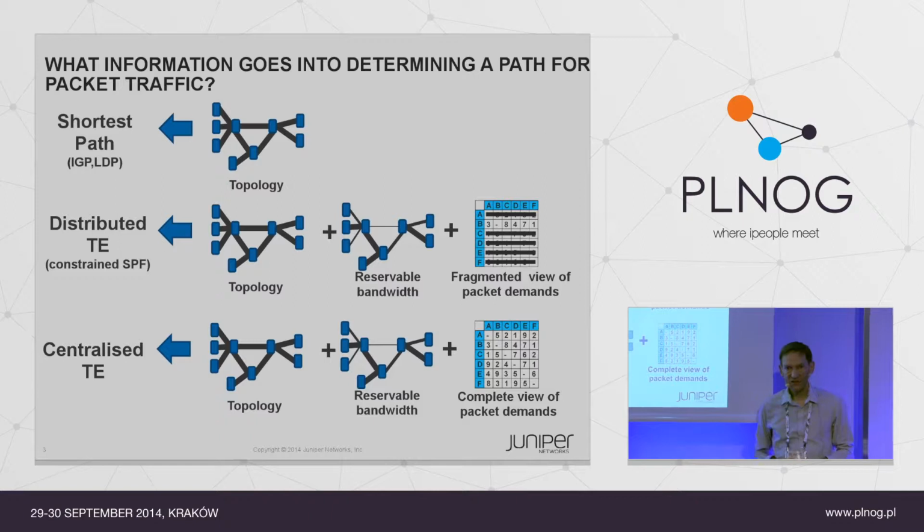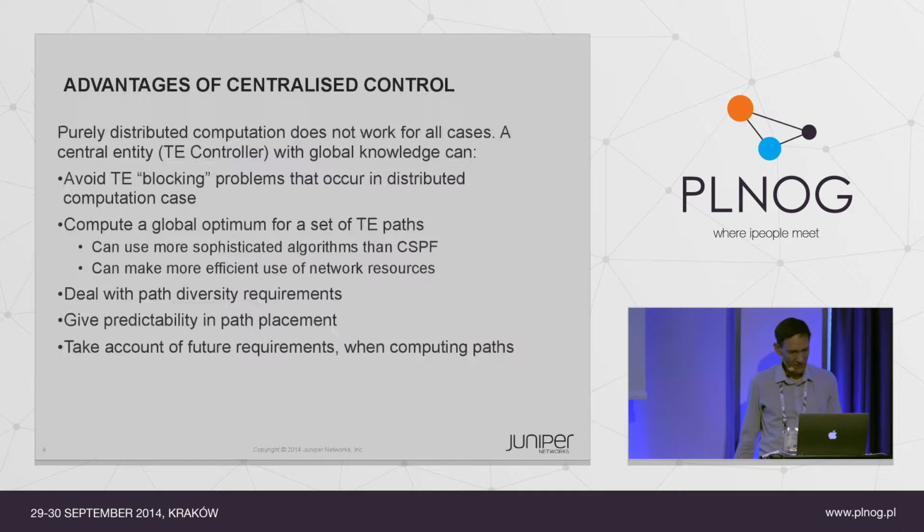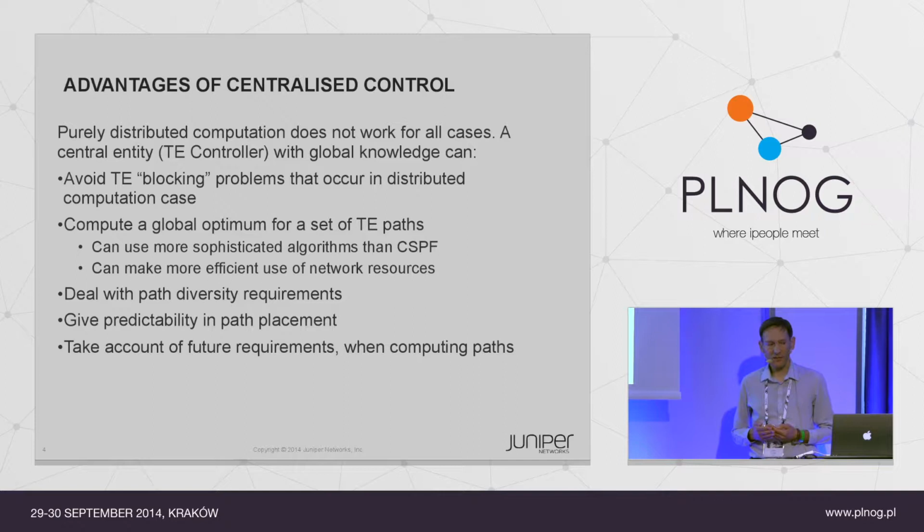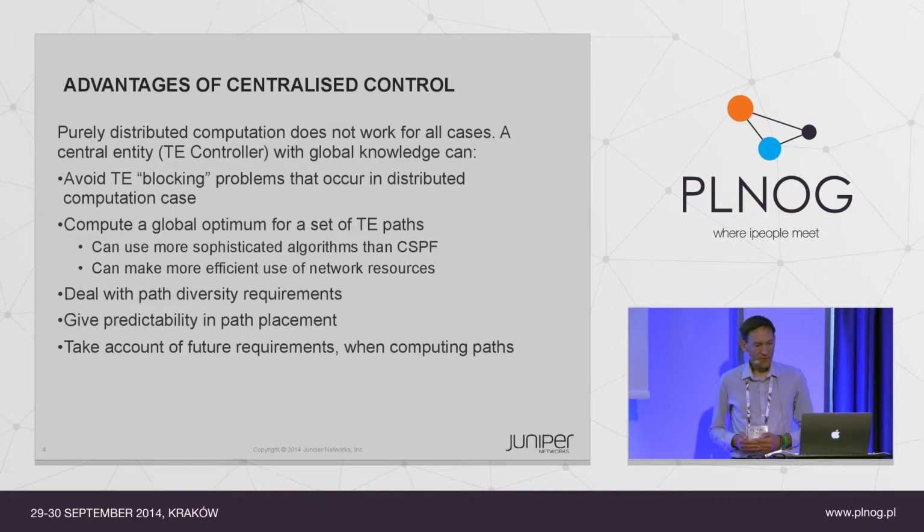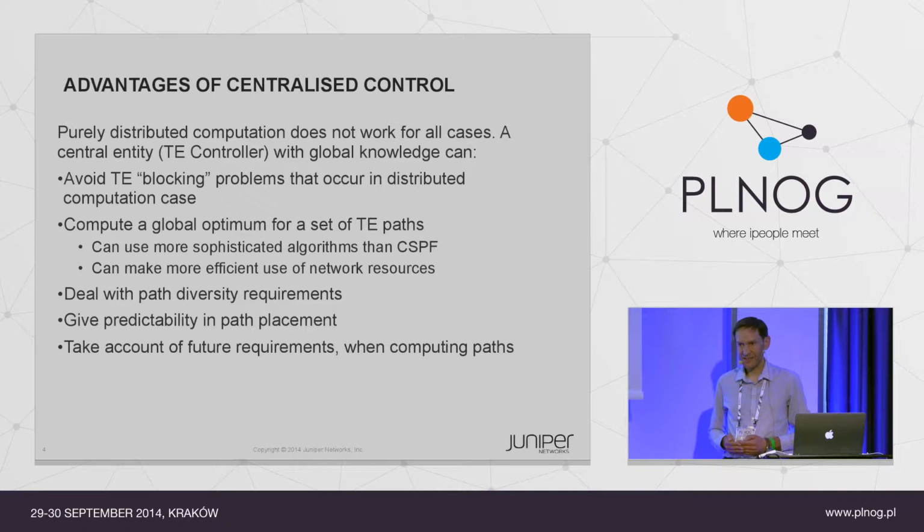So let's have a look at that in a bit more detail. If we look at some of the advantages of a centralized controller. First of all, the centralized controller can avoid the classic TE blocking problem that occurs in distributed path computation. And I'll show you a diagram of that in a minute. Also, you can compute a global optimum for a set of traffic engineered paths, so you can make more efficient use of the network resources. And I'll show you some slides that illustrate that in a minute.